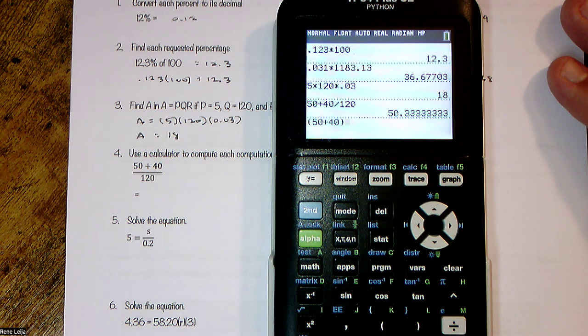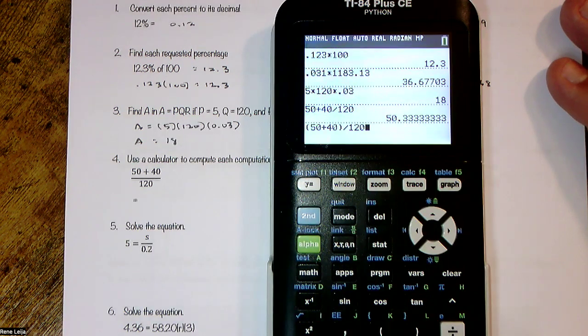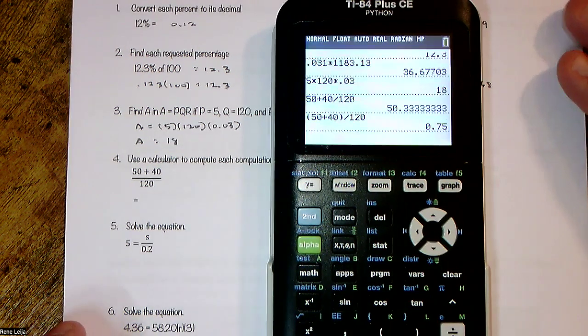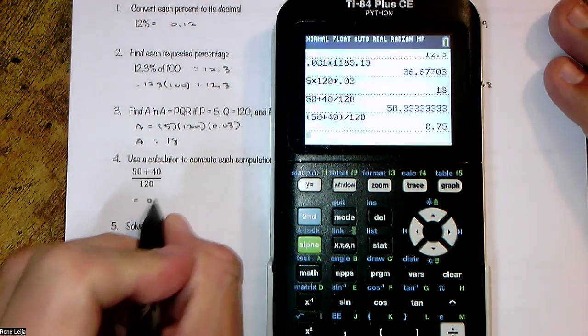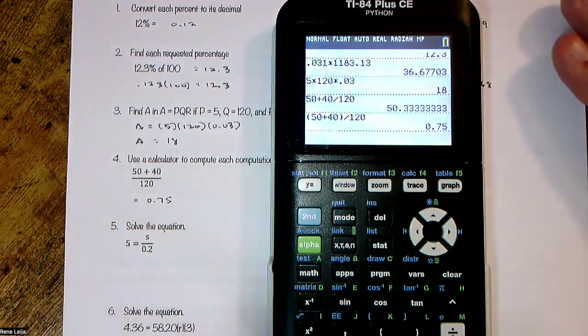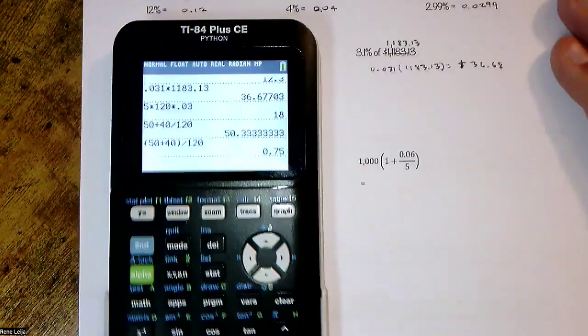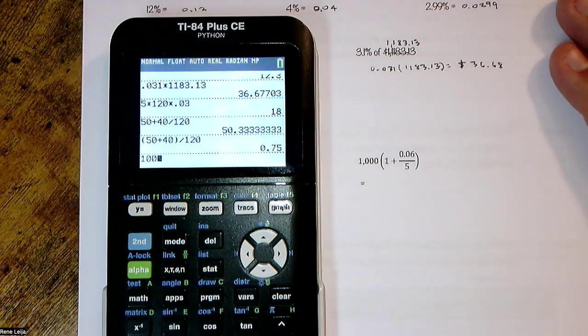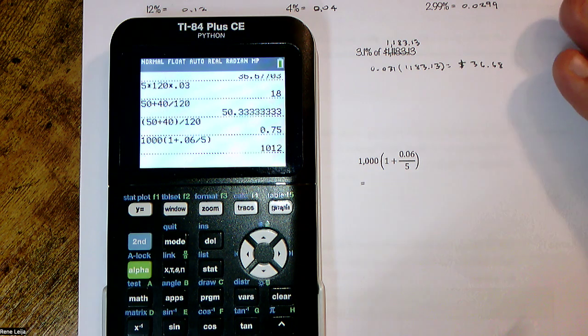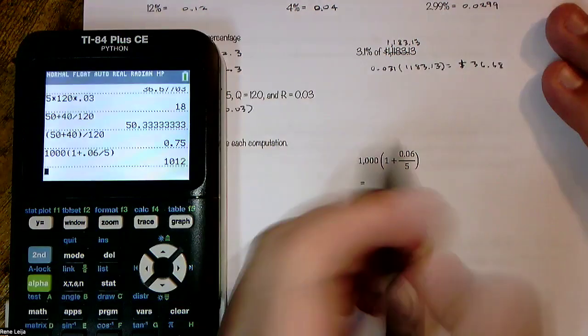So the 50 plus 40 is in parentheses, and then I divide that by 120. And notice how our answer is completely different. Okay, and 0.75 is our correct answer. So you need to be very careful with this. Okay, now the second one, you can actually enter this in exactly as you see it. So 1,000, open your parentheses, 1 plus, and then 0.06 divided by 5, close your parentheses. And that's going to give you 1012. Okay.